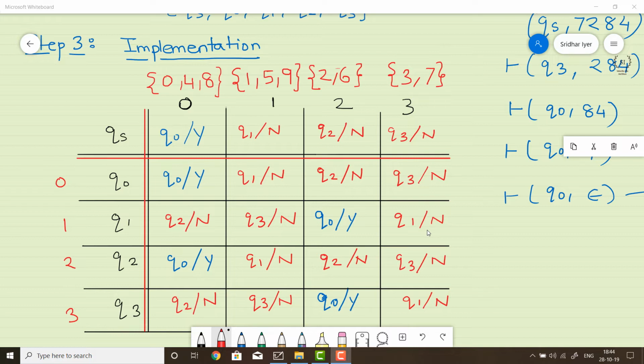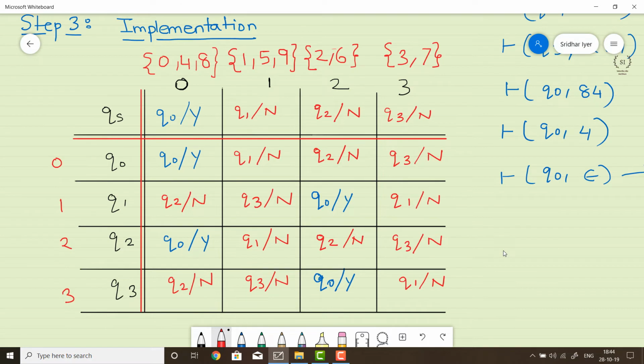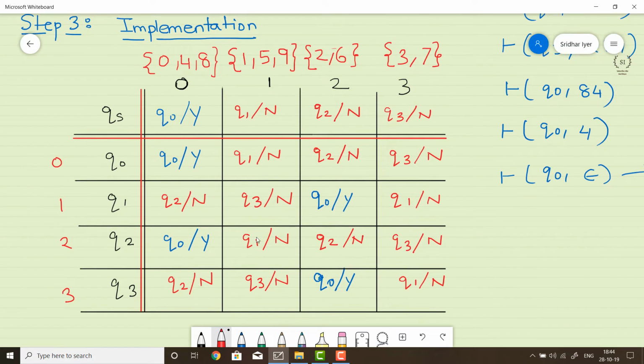Okay, so we have 4 columns over here. Column 0 accepts all the values which give a mod 0, that is, remainder 0. In the same way for remainder 1, remainder 2 and remainder 3. Similarly, the table is designed on exactly the same pattern. You can see I have marked the final state, or accepting state, as Q0. So wherever we have Q0, we have mentioned Y there.